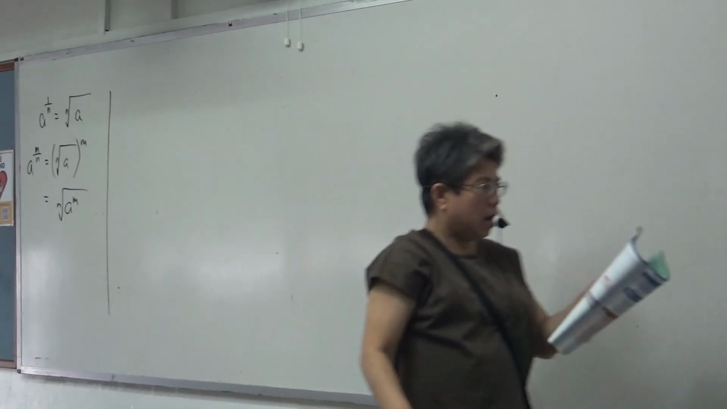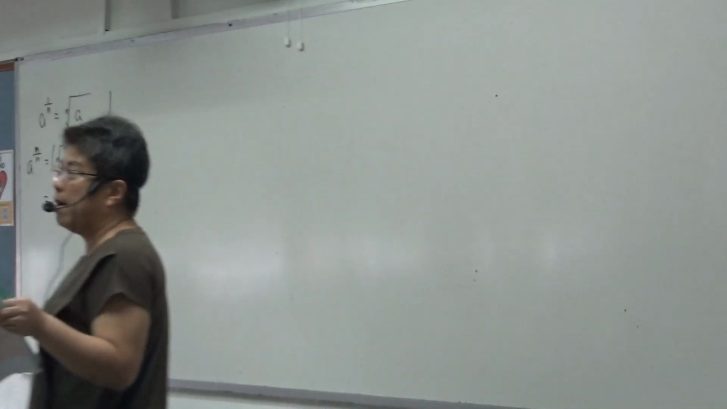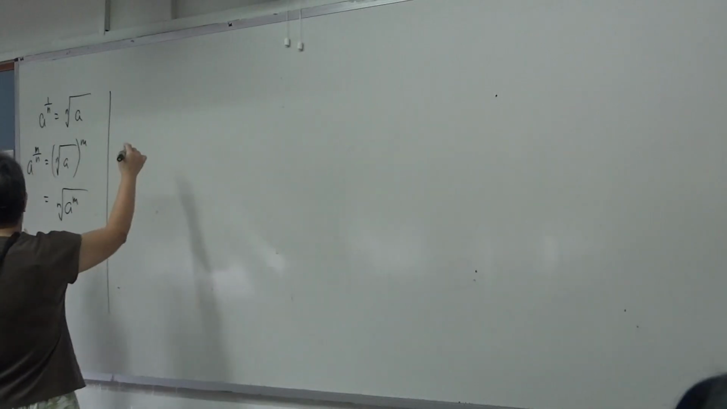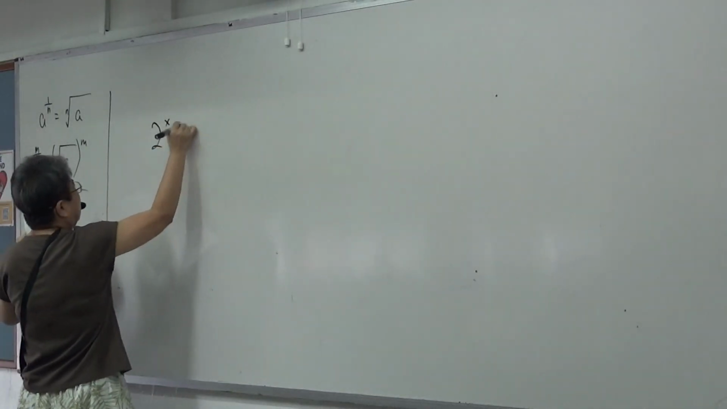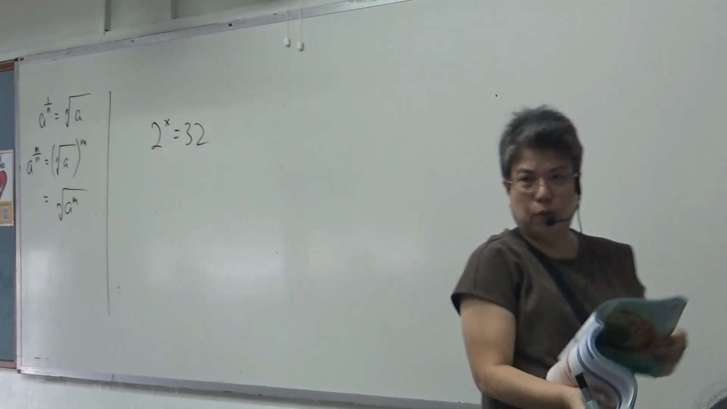Alright. This one is important because it will be translated into AMAS. And we have more difficult ones in AMAS. Okay? Can we look at example 13? Solve each of the following equations. 2 to the power of x equals to 32.